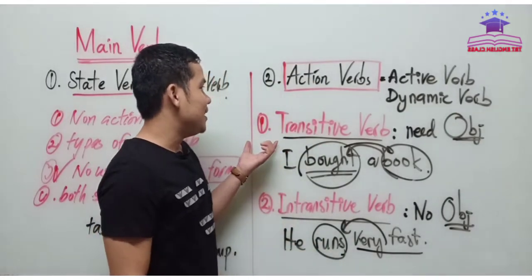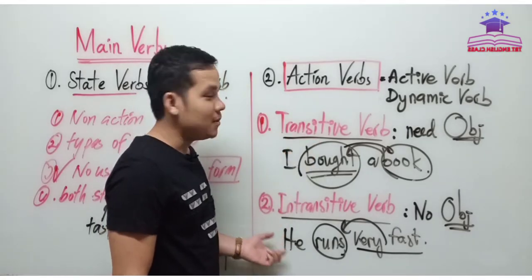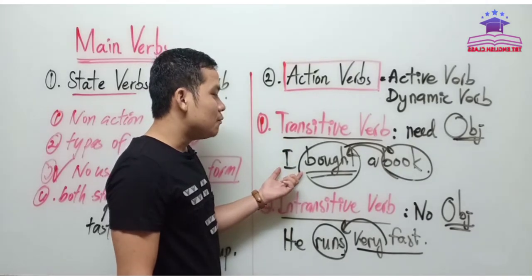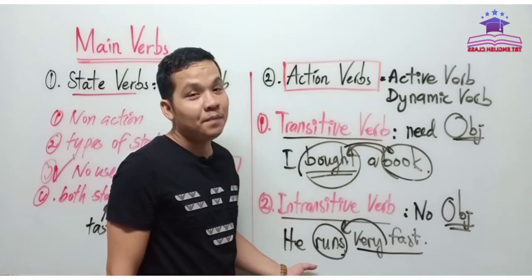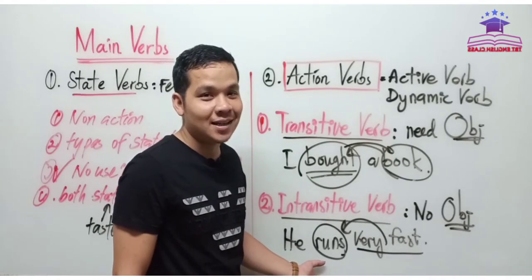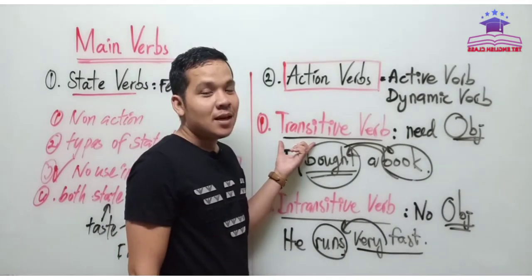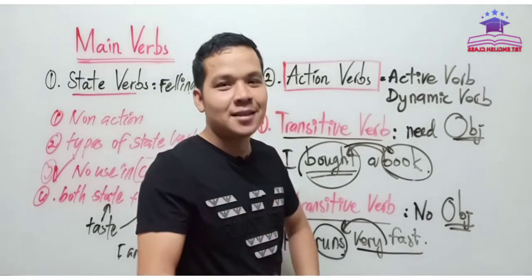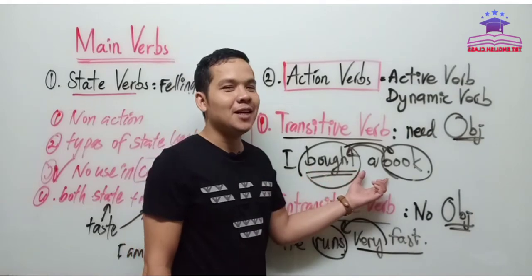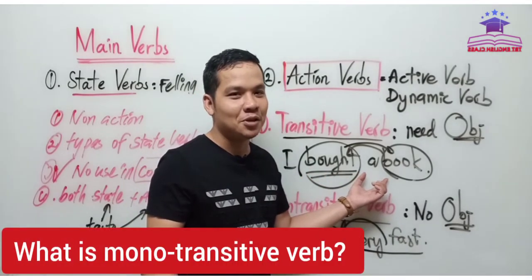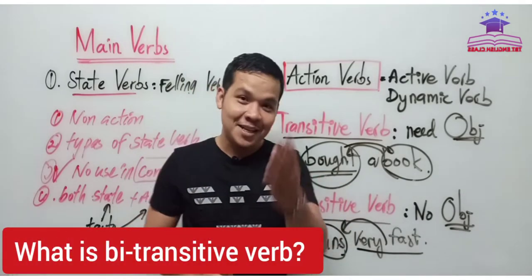And everyone, you can see number one, transitive verb, and number two, intransitive verb. Transitive verb, the verb that needs an object. You can see, I bought a book. Book is the object. And intransitive verb, the verb that doesn't need an object, we call intransitive verb. And what I want to show you after this, everyone, is that some transitive verbs need only one object and some verbs need two objects. You get it? So the verb that needs only one object we call monotransitive verb, and the verb that needs two objects we call bitransitive verb. Let us see about this.